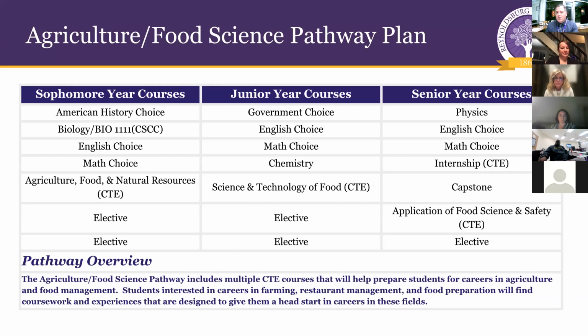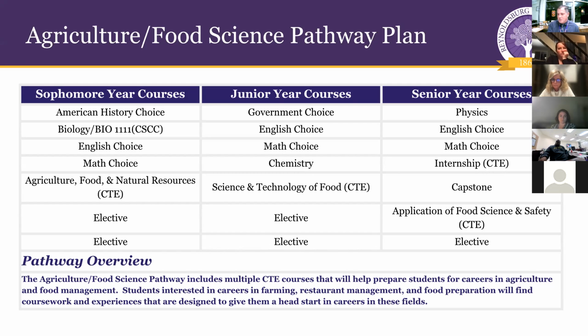So if you choose this agriculture food science pathway in the sophomore year, you're going to have an American history choice. All sophomores take American history. You can choose to take the enriched American history, the regular American history, or the Columbus State American history. It's history 1151, I believe, 1151 or 1152. I'll look at that in a second. But you'll have a choice between those, whether you want to take the college version of it or the high school version of it. Biology is going to be the same thing.